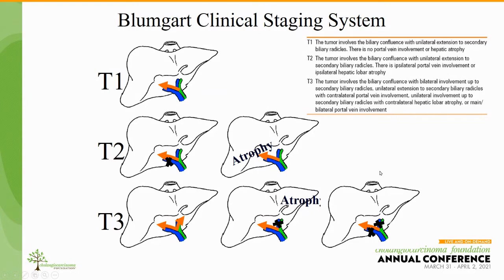T3 tumors are where we get into more advanced tumors, typically not resectable. And this is due to bilateral involvement up to secondary biliary radicals, or unilateral extension to secondary biliary radicals, but with contralateral portal vein involvement, or unilateral involvement with hypertrophy of the contralateral lobe and main portal vein involvement, sometimes, which can be resectable. And of course, we do push the limits of this sometimes in the sense of resections with more involved vascular reconstructions. As the surgical techniques and ability to do this safely has been advanced, we've been able to push this to some degree.